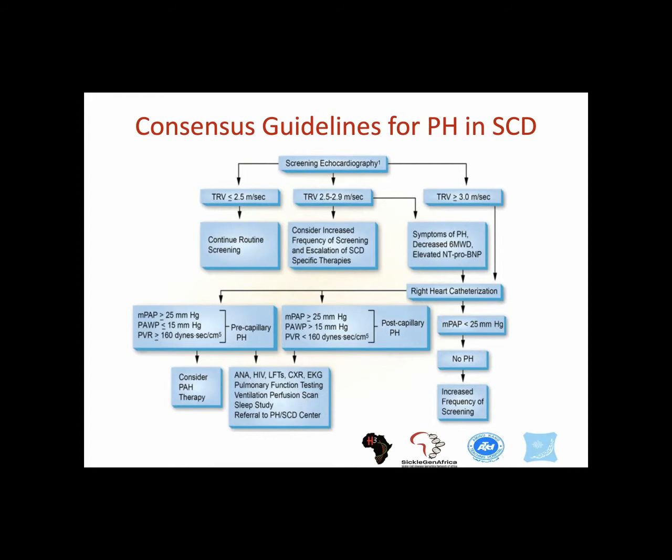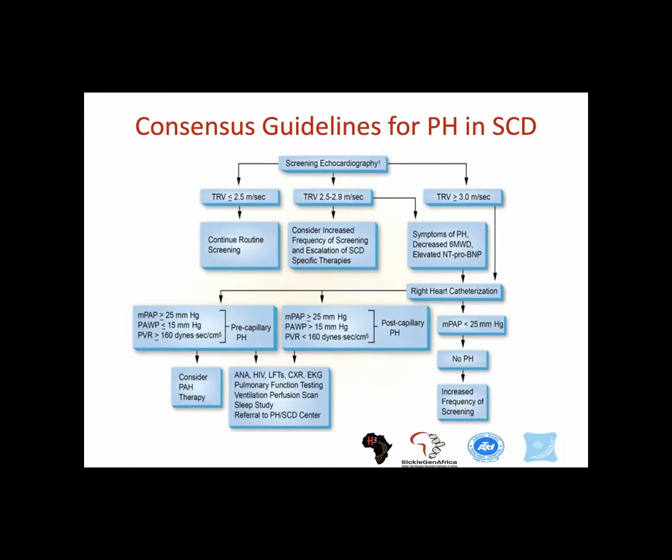And then if these parameters, that is the 6-minute walk test, is less than 333 meters, or the NT-proBNP is more than 164 nanogram per mil, then you subject them to cardiac catheterization and further evaluate them. But those who already have elevated TRJ velocity, they just go for catheterization, and then you can classify, after you do catheterization, into pre-capillary and post-capillary pulmonary hypertension, and then you investigate accordingly, and treat, of course, based on what you find.